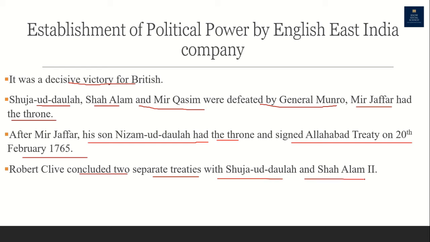The dual system of government started in Bengal. With this, the Battle of Buxar came to an end. I hope you have understood till this.